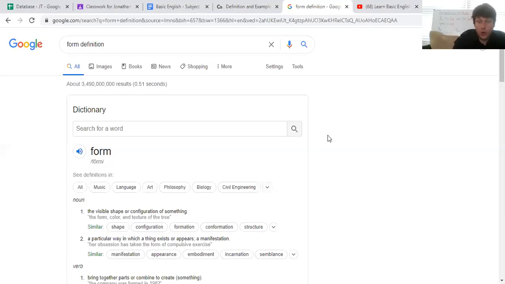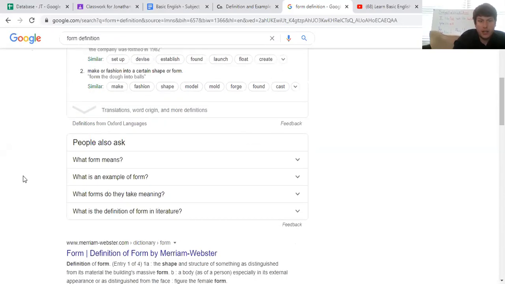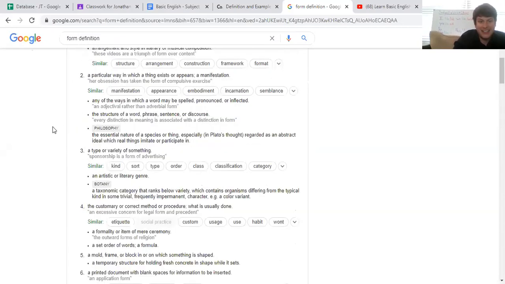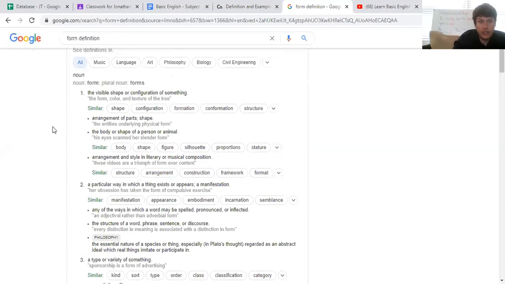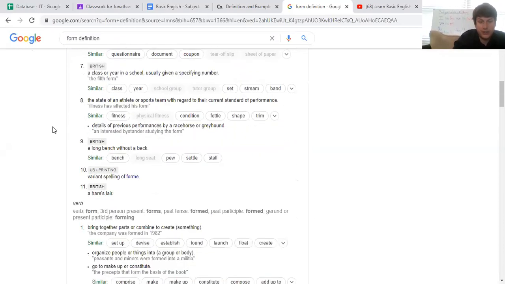It's important to focus on this concept and to understand the concept. The structure or form of English is subject, verb, object. Form is the shape or configuration of something. This word form comes to us from Latin. It's a very ancient, old word with a lot of history.